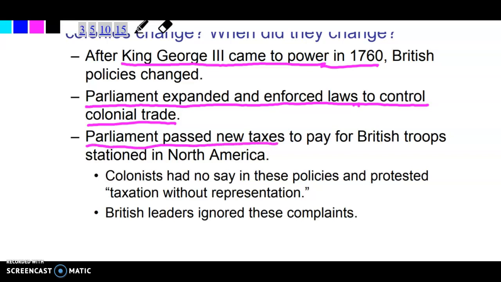Parliament passed new taxes to pay for British troops stationed in North America. The colonists had no say in these policies and protested taxation without representation. That's the part you need to know. That's a very common saying during this time, that colonists felt that they were being taxed, but they weren't being represented in Britain's government. They were just having to pay for it, but they weren't being represented in Parliament. So that led to British leaders ignoring them. The British leaders ignored the complaints of the colonists.